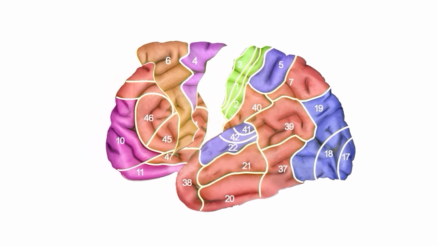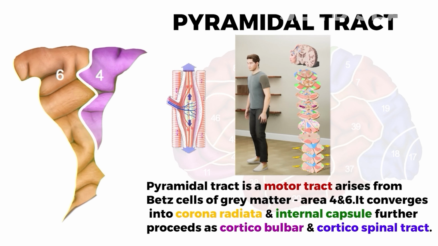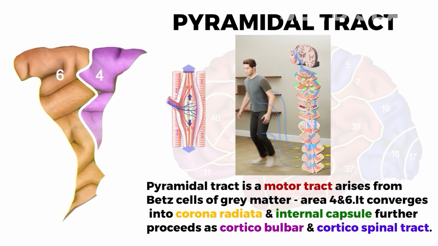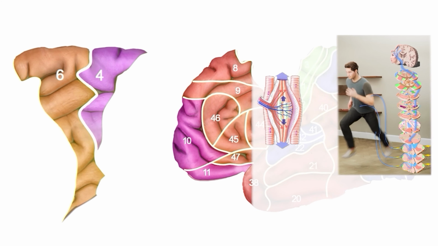Area number 4 is the main motor cortex, which gives rise to the pyramidal tract, and which arises from the Betz cells of the gray matter, comes as corona radiata and internal capsule, and proceeds to the corticobulbar and corticospinal tract, which is involved in muscle contraction and movement. So the main function is the movement.